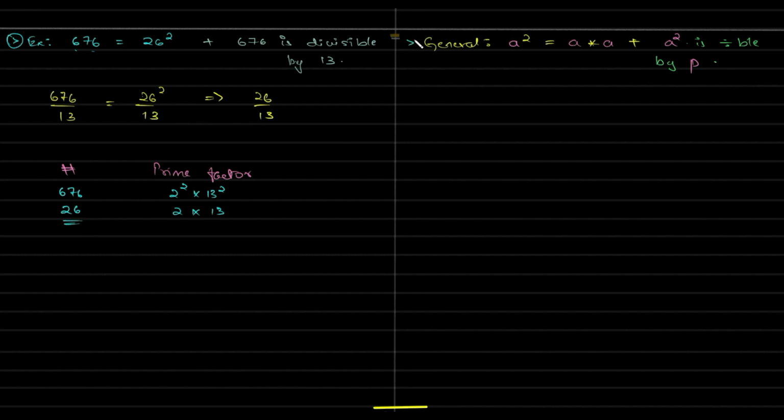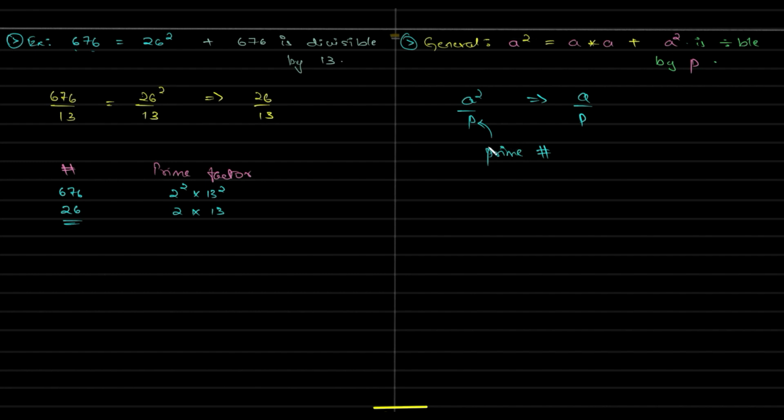So in general, a square is the product of a and a. If a square is divisible by p, this implies a is also divisible by p, with our result being an integer, provided p is a prime number. Remember, p is a prime number. That condition is also important. It has to be a prime number.